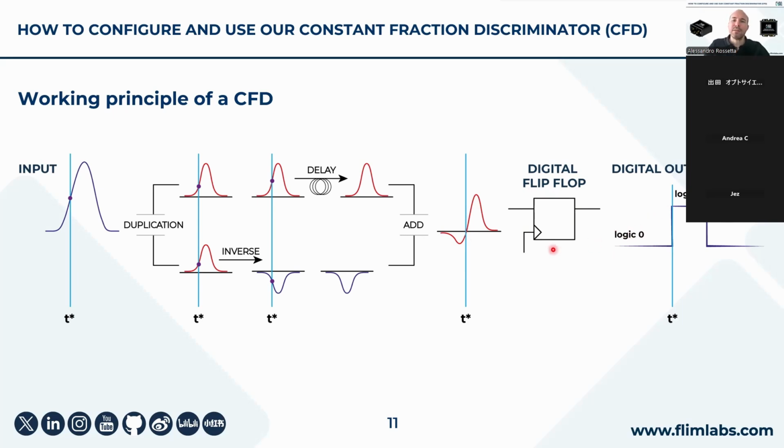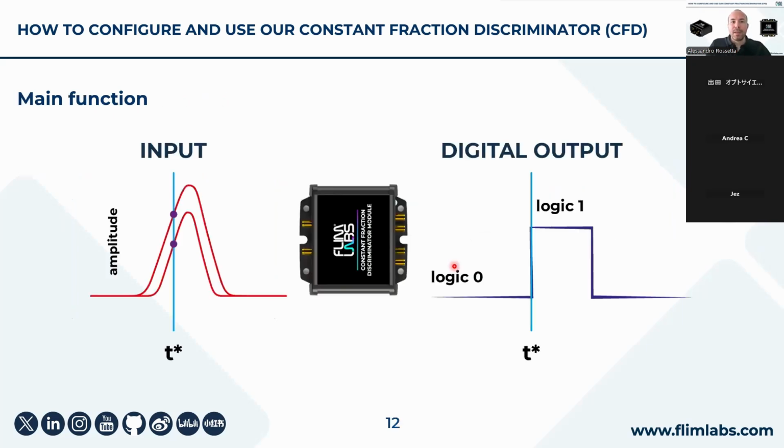So this is a block schematic telling you what the CFD does. And again, the main function of the CFD is to take a voltage signal with a changing amplitude as an input and give as output a digital copy, which retains the arrival time and the rise time of the input signal.